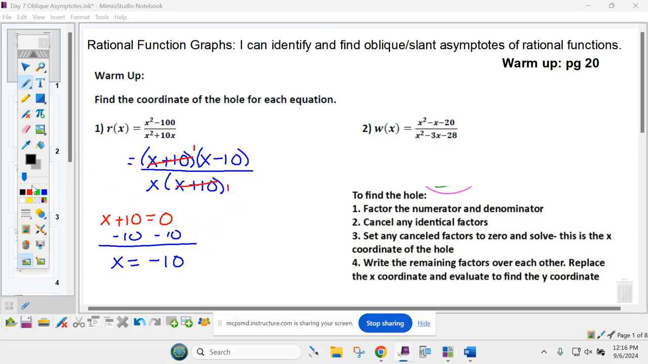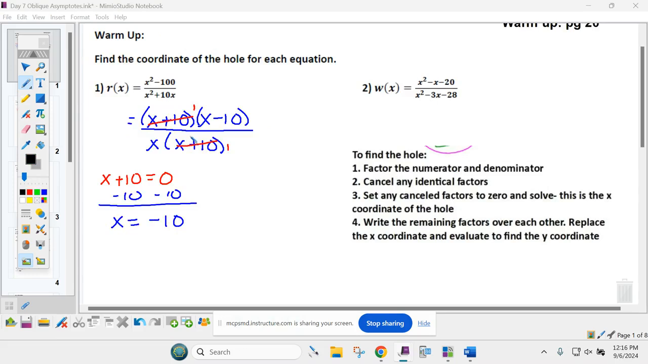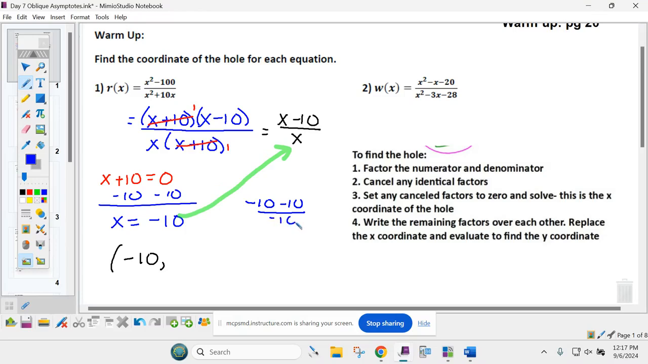So we now get the y coordinate of the hole by using the compressed function. Our compressed function is what's remaining, x minus 10 over x. We take this negative 10 and use that as the input in the compressed function. That gives us negative 10 minus 10 divided by negative 10, which is negative 20 over negative 10. So that's positive 2.